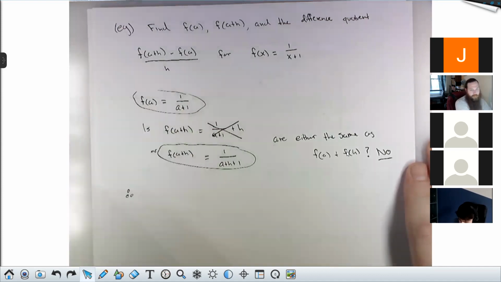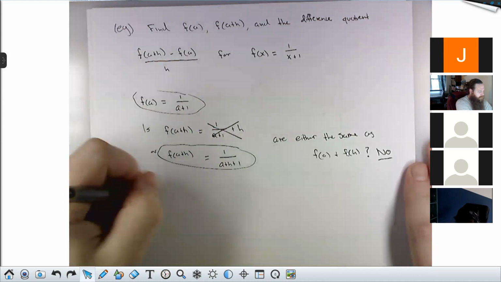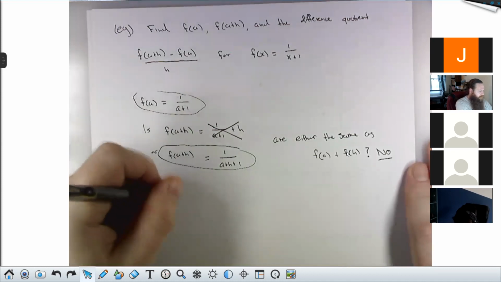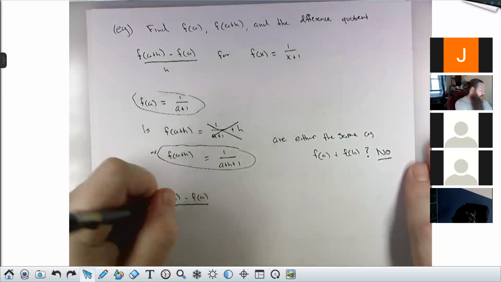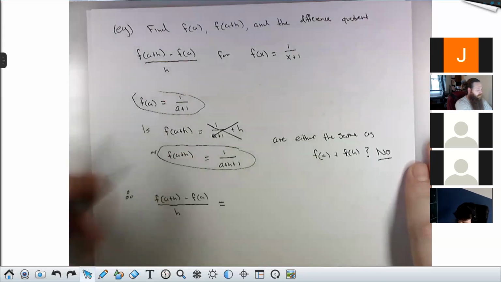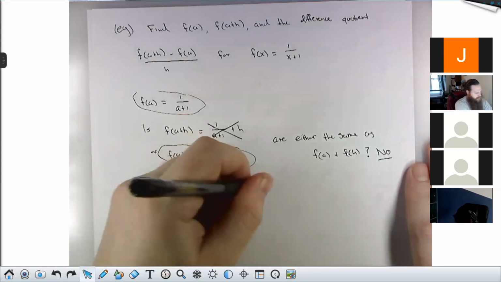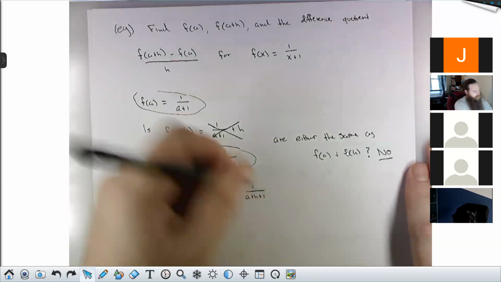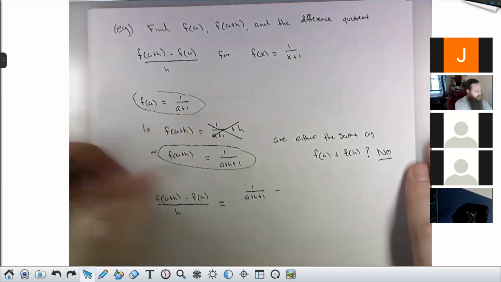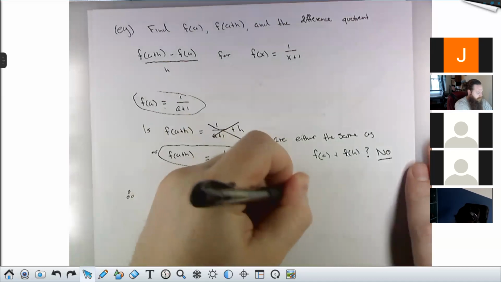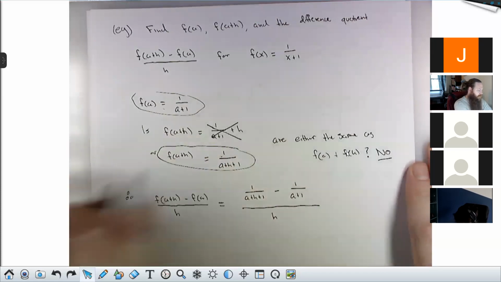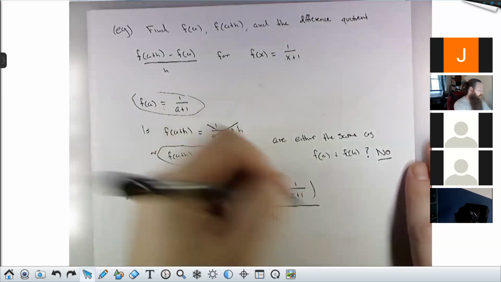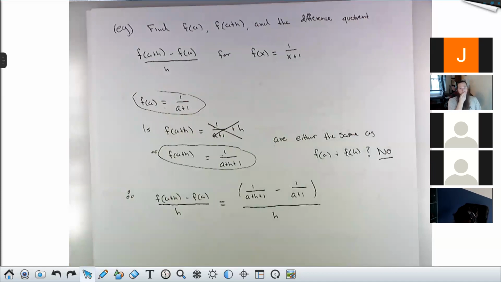The 3 dots oriented like this stand for the word therefore. So therefore, f of a plus h minus f of a all over h is equal to this thing minus this thing, all divided by h. And I remind you that these fraction bars have like implied parentheses. So we have to simplify the top first.